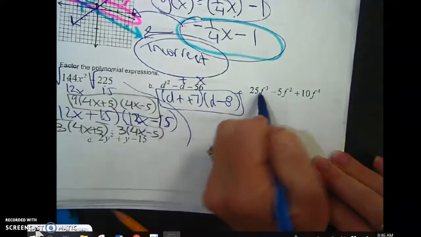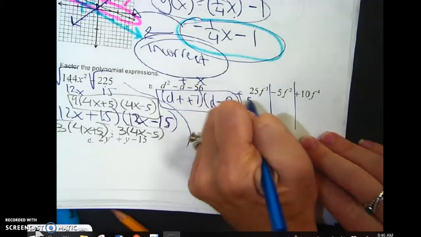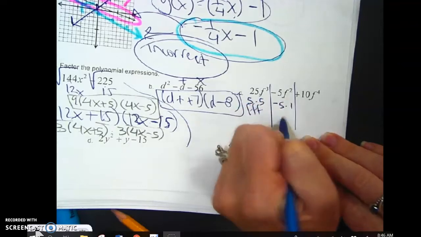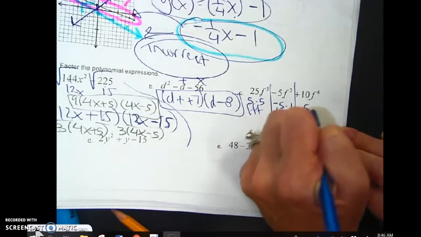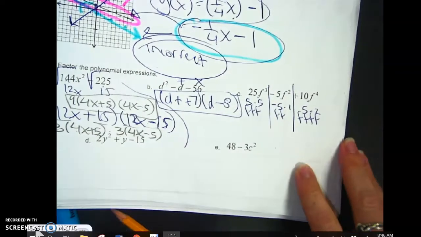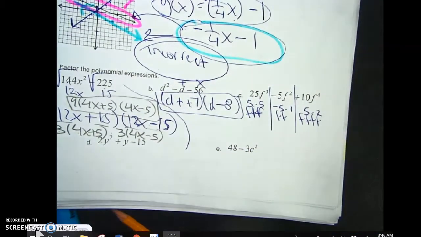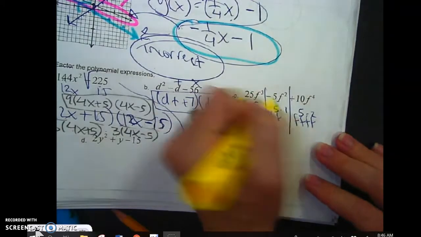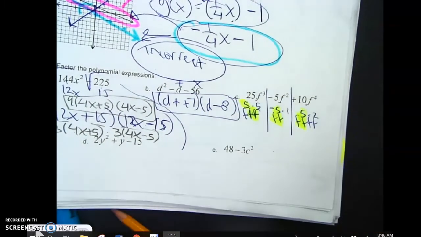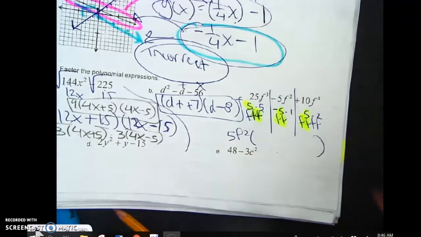This one, I notice they all have F's. I notice they all have 5. So I'm going to break it down. 5 times 5, F, F, F. Negative 5 times 1, F, F. 5 times 2, F, F, F, F. If you can just see it, that's fine. Just make sure you're good to go. So let's see. They all have a 5, and they all have 2 F's. So I'm going to take that out. 5F squared. And then I'm going to write what's left.